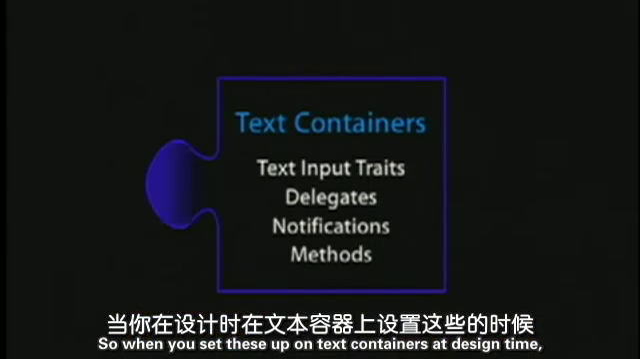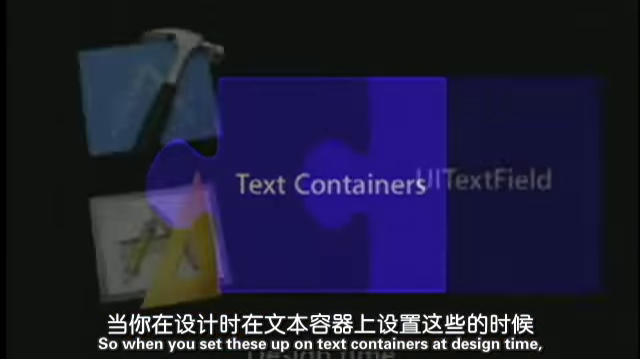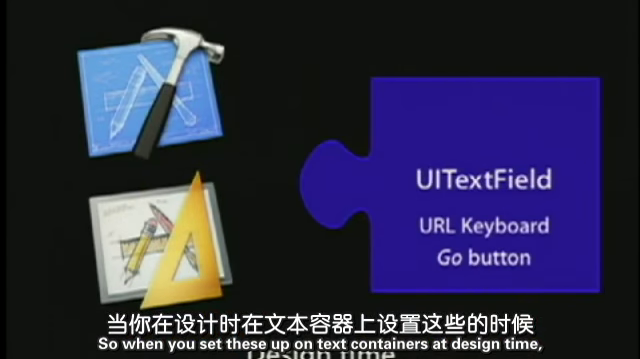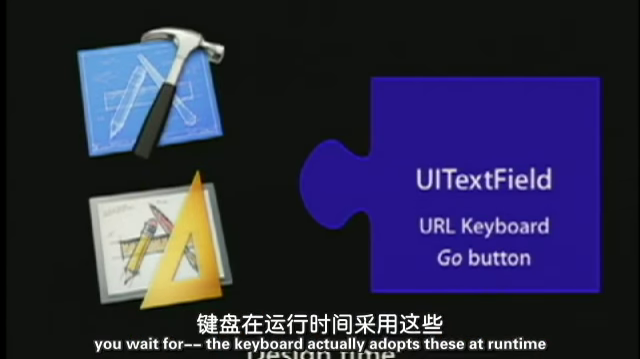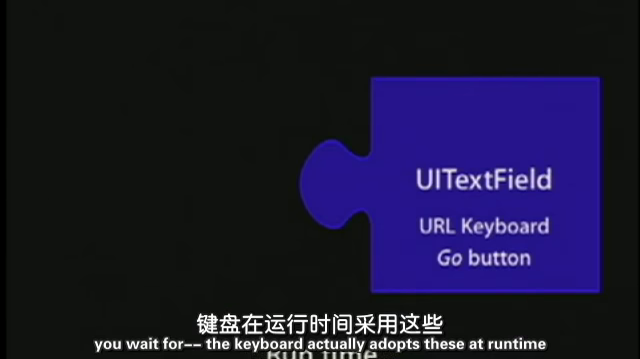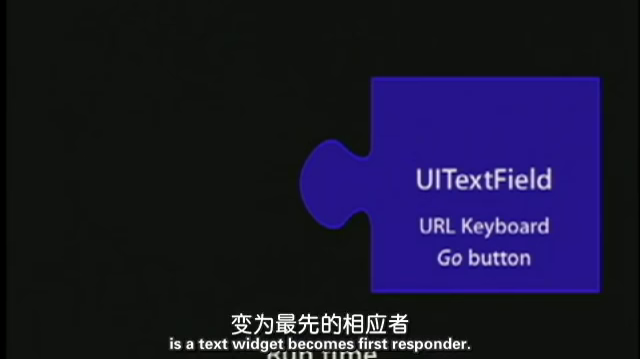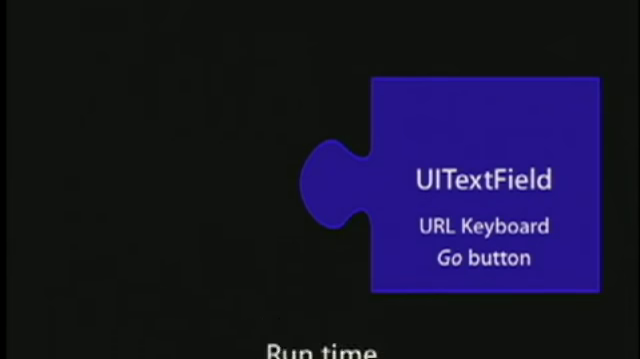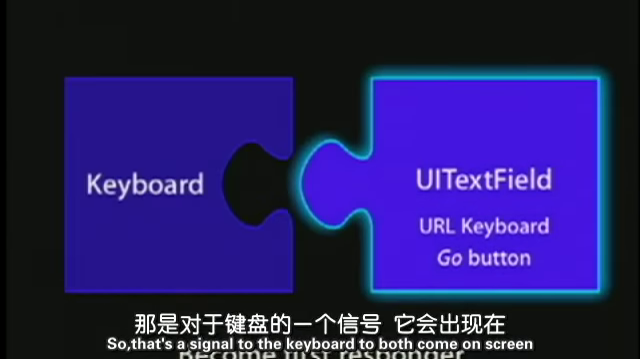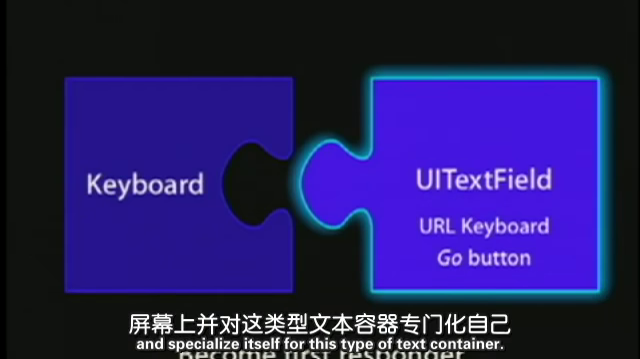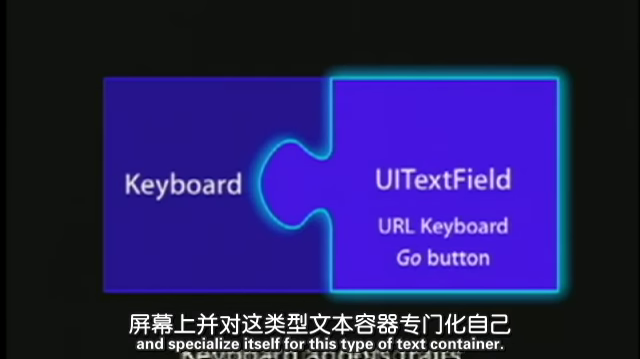So when you set these up on text containers at design time, the keyboard actually adopts these at runtime when the text instance, or the text widget, becomes first responder. So that's a signal to the keyboard to both come on screen and specialize itself for this type of text container. Magic.